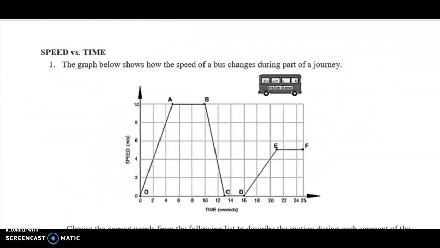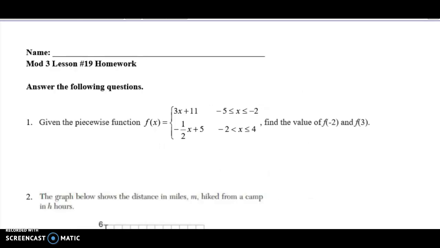Next page. Give an example of speed versus time. The graph below shows how the speed of a bus changes during part of its journey. The equation, hold on. Alright, so some things change a little bit. That example was different than what you have in your notes. We're going to just skip the last example in your notes.